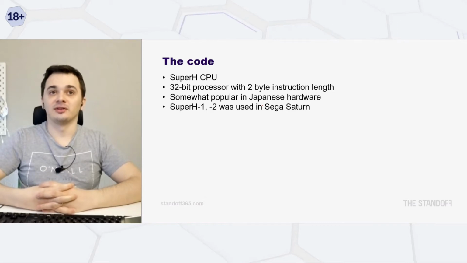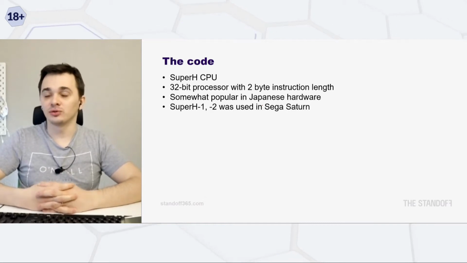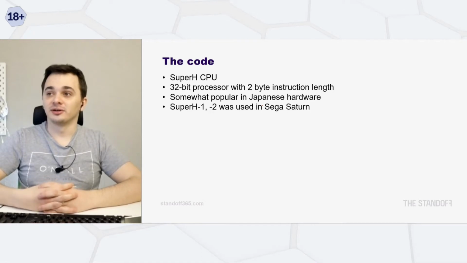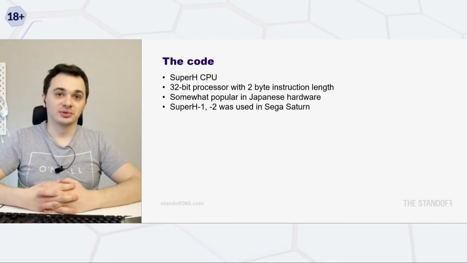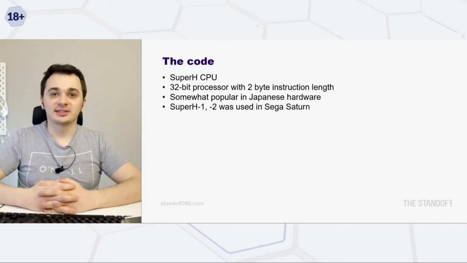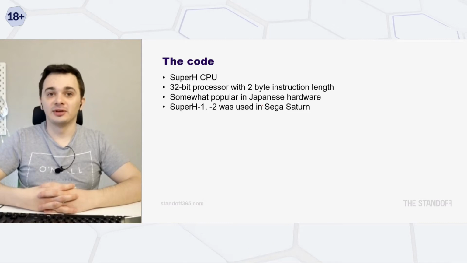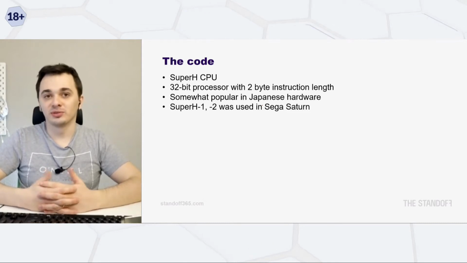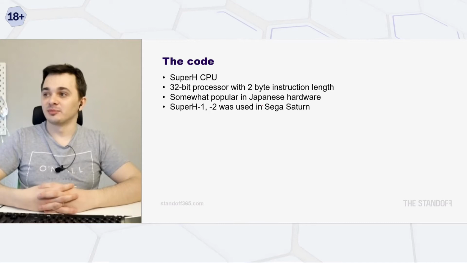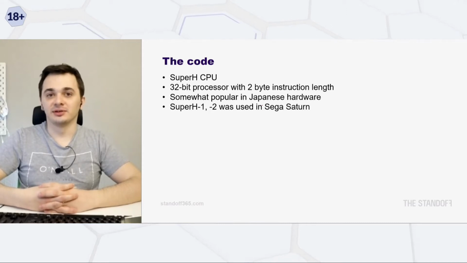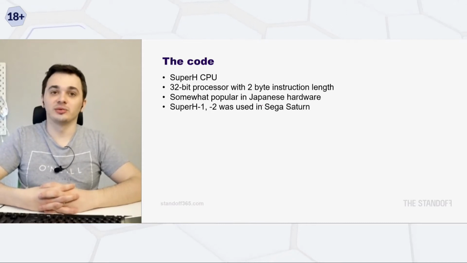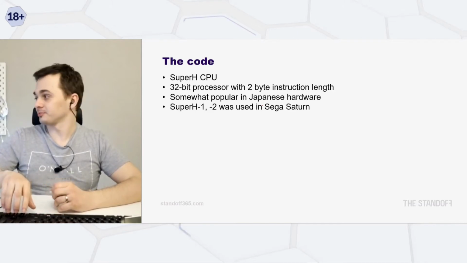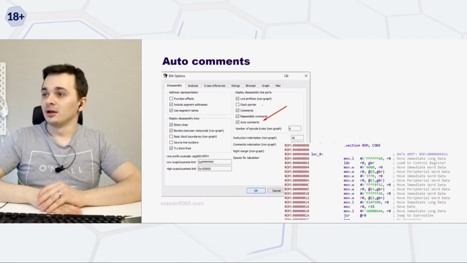It is a quite popular processor for Japanese hardware. Funny fact is that Super H1 and Super H2 were used in Sega Saturns. So if you have experience with reverse engineering Sega Saturns, or just playing video games for this console, I guess you have been exposed to a very similar processor before.